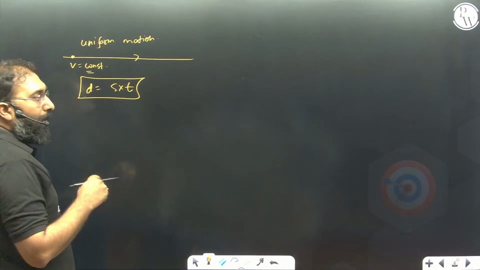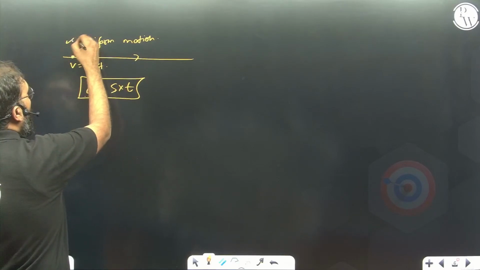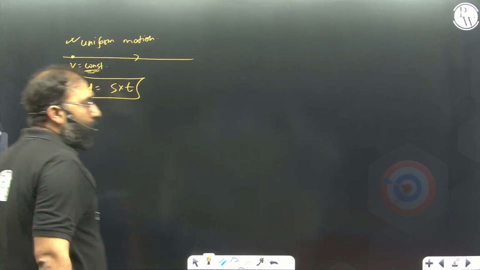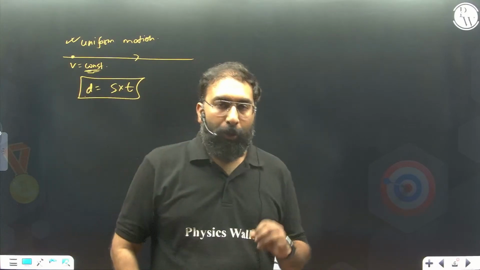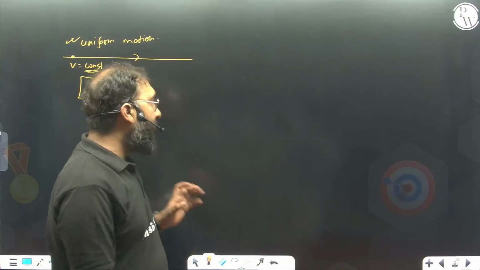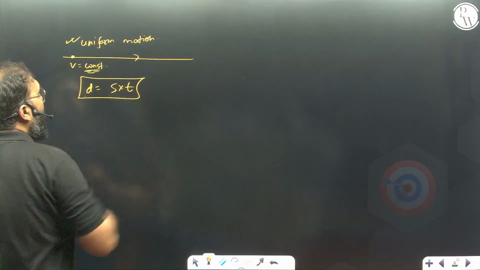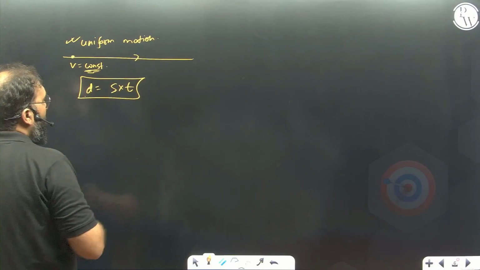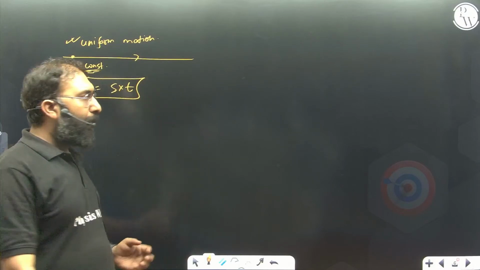Distance equals speed into time. So this is the condition of uniform motion: velocity should be constant, no change in direction and no change in magnitude. Both magnitude and direction should be fixed. Then we'll call it uniform motion. So this is the only equation we are going to use in such a scenario.